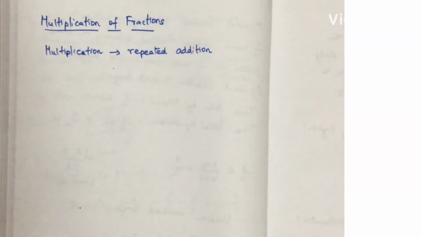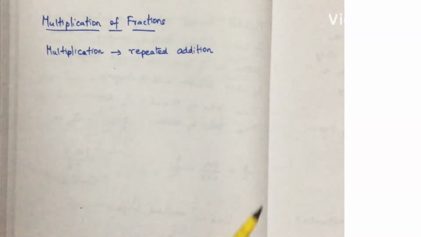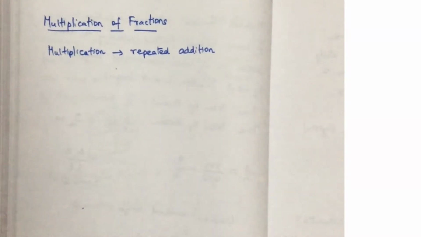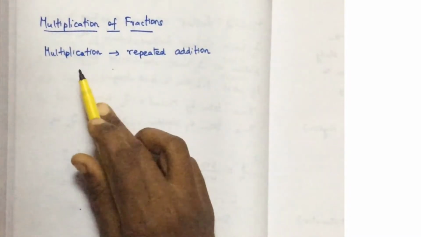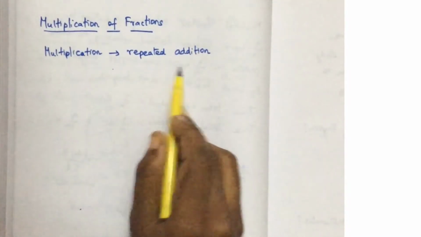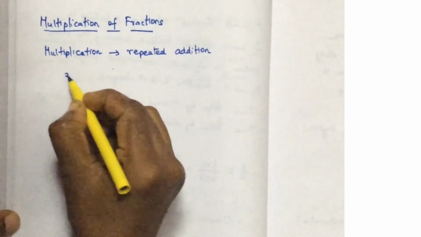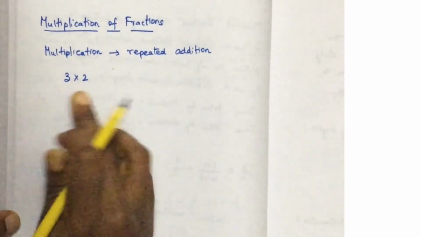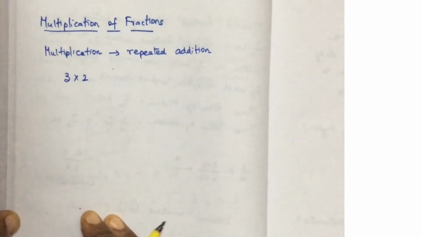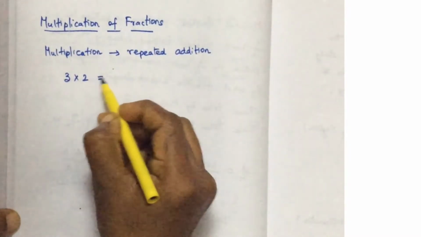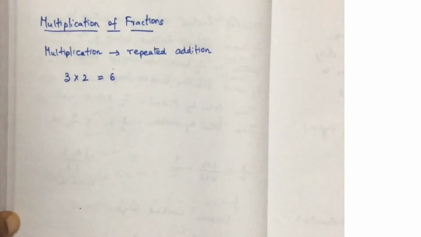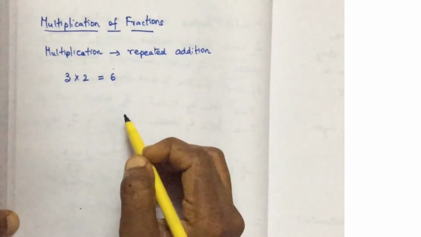Good morning. In this class we are going to see about multiplication of fractions. We know that multiplication is repeated addition. What does it mean? Consider an example, 3 multiplied by 2. Here both are whole numbers. So 3 multiplied by 2, we know that it is 6. How can this be done as repeated addition?